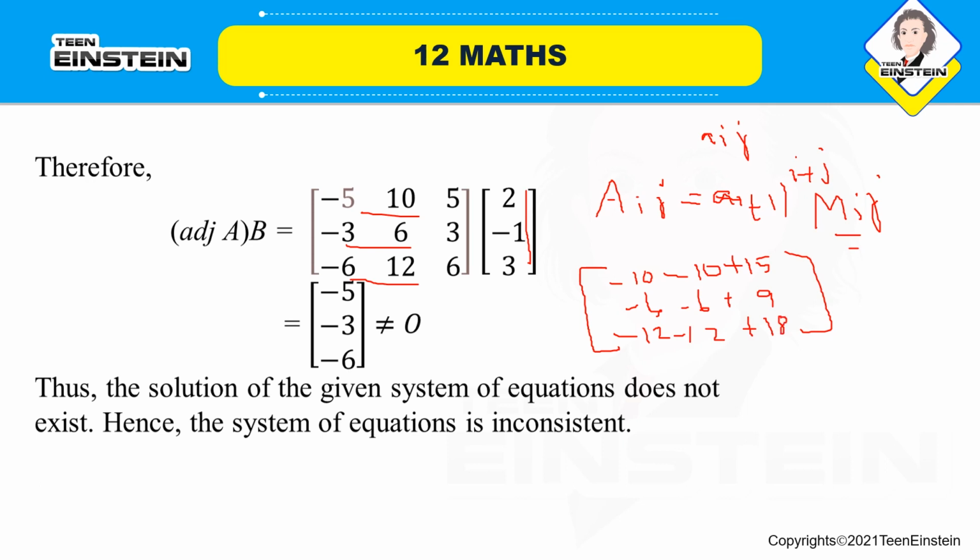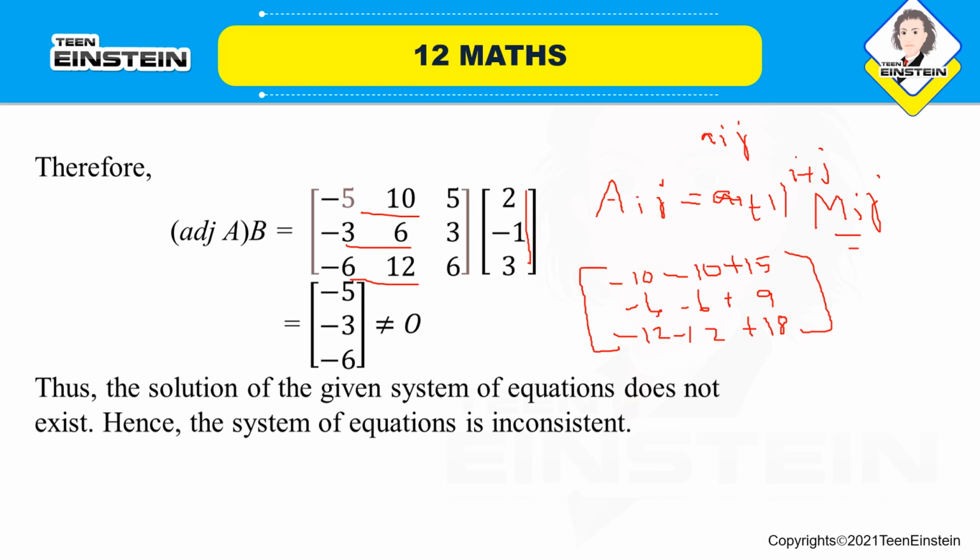This is minus 20. Minus 20 plus 15 is minus 5. This is minus 12. Minus 12 plus 9 is minus 3. This is minus 24 plus 18 is minus 6. So what you are getting is the column matrix minus 5, minus 3, minus 6. Here minus is common, so you'll be getting 5, 3, 6. Obviously, this is not equal to a zero matrix.